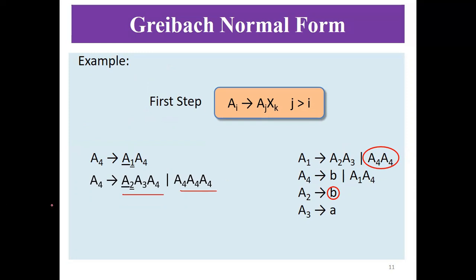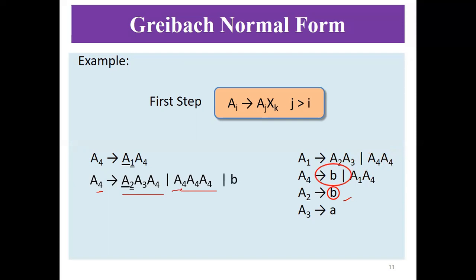So now check 4 and 2. Again, 4 greater than 2. So what do I have to substitute for A2? I can substitute B, right? So here instead of A2, I can substitute B. So my grammar will become A4 tends to B, A3, A4, right? And check here A4 and A4. That means left recursion occurs.